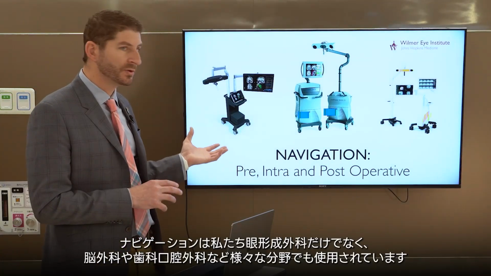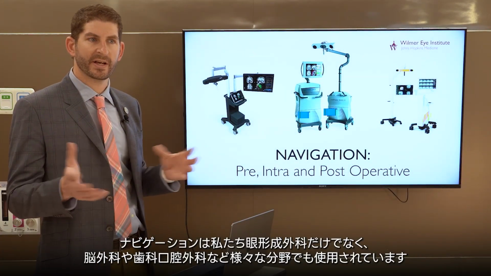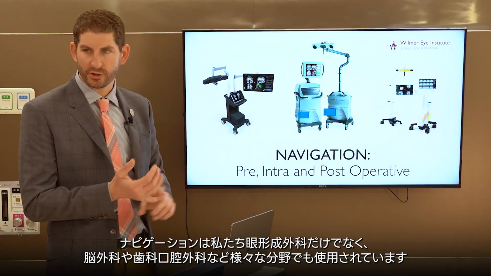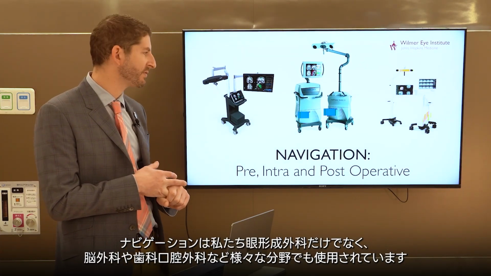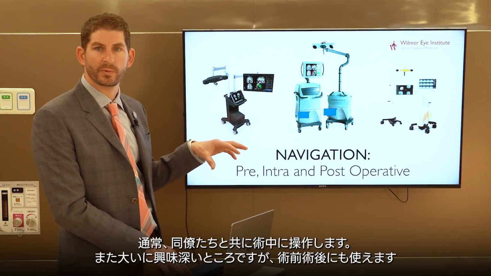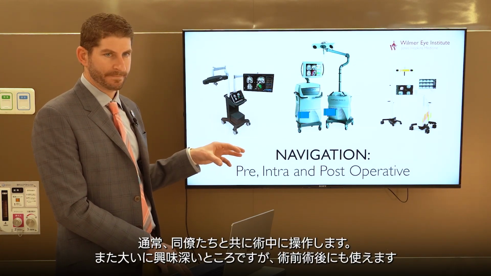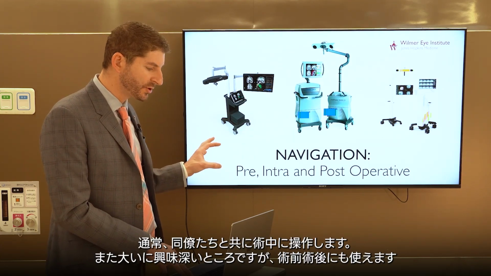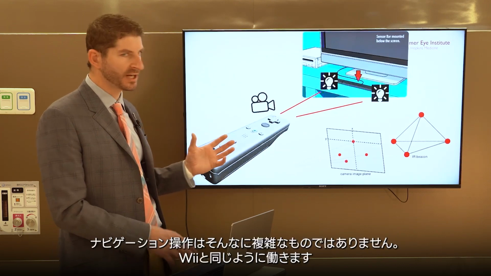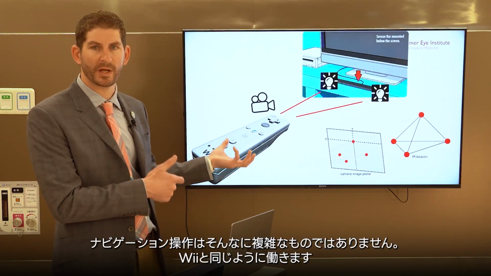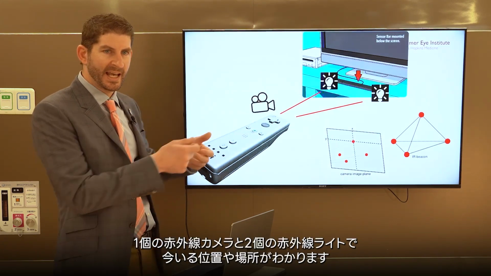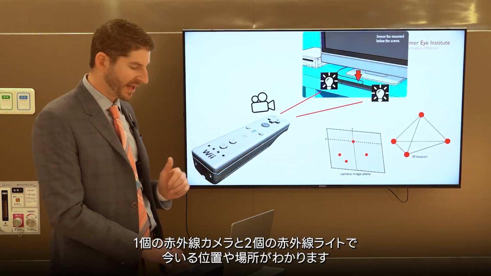Navigation is something that we use a lot in various fields that work with us in oculoplastics, like neurosurgery, ENT. It's really common to use navigation. What we use typically is navigation for surgery with our colleagues intraoperatively. But there are also a lot of interesting things you can do pre and post-operatively when you're navigating. Navigation is not complicated. It's the same as the way a Wii works. You have an infrared camera and 2 infrared lights, and it knows your position in space because of that.